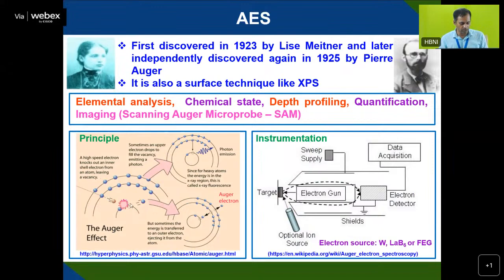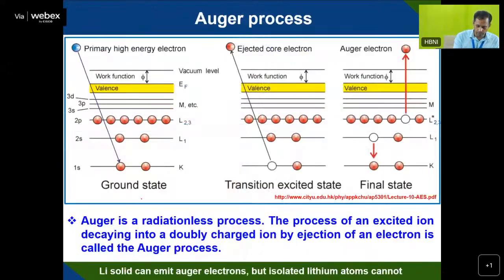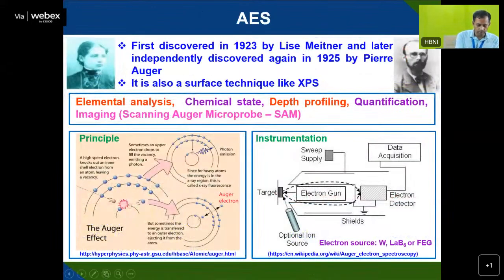So this inner shell electron will come out, and once that electron comes out, a vacancy, a hole, will be created here. And into that hole, another electron from a higher energy level will jump here, and the excess energy will knock out another electron from here.